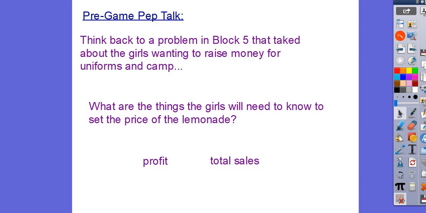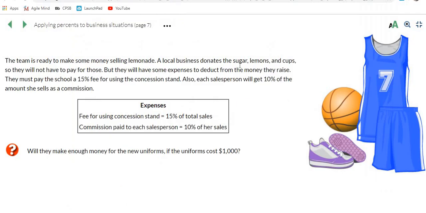All right, so let's introduce our problem here for today. It says the team is ready to make some money selling lemonade. A local business donates the sugar, lemons, and cups. All right, that's good. So they will not have to pay for those. But they will have some expenses to deduct from the money they raise.